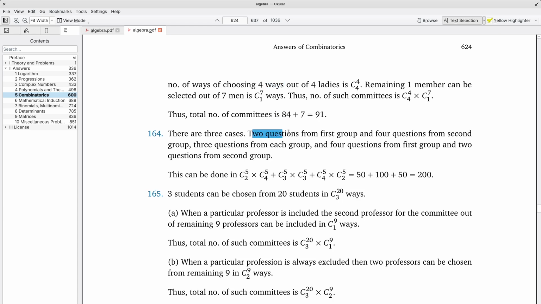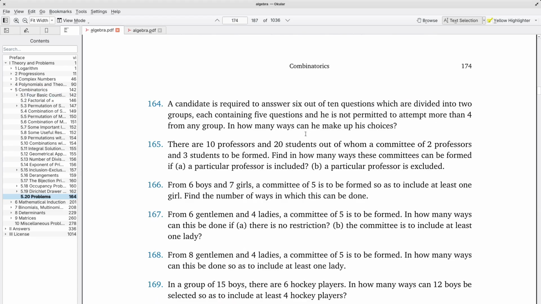When we choose 2 questions from the first and 4 from the second, we have got 5C2 multiplied by 5C4. And then 3 from each, we get 5C3 multiplied by 5C3. And then the reverse of the first case is 5C4 multiplied by 5C2. That is a total of 200 ways.